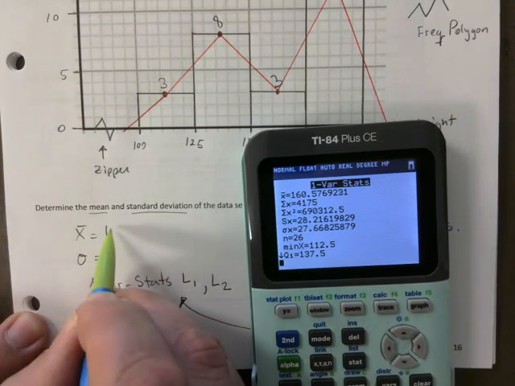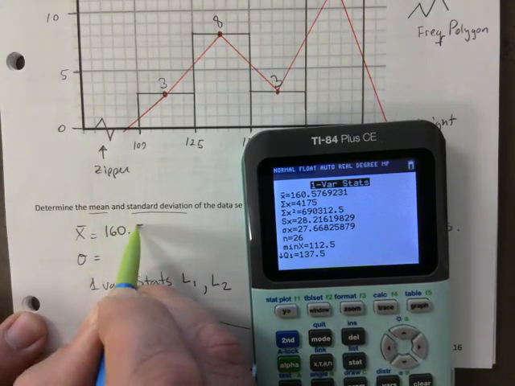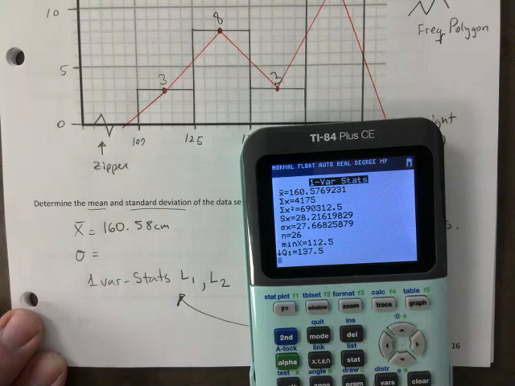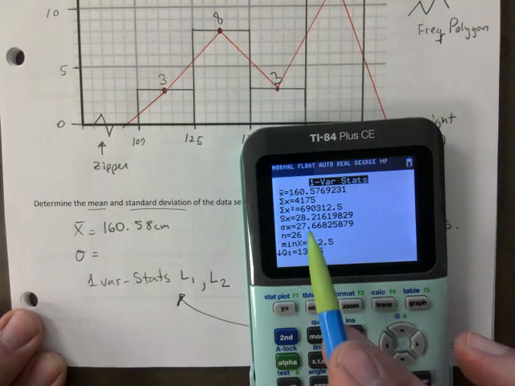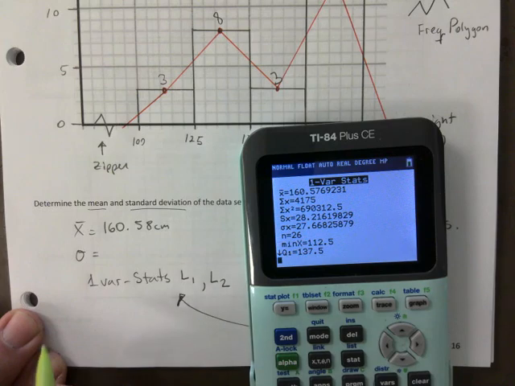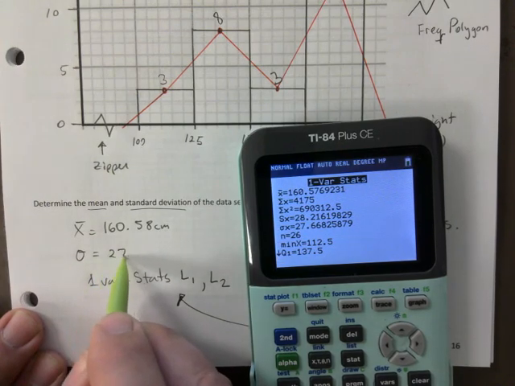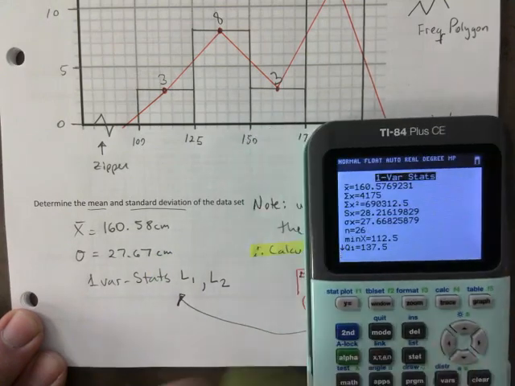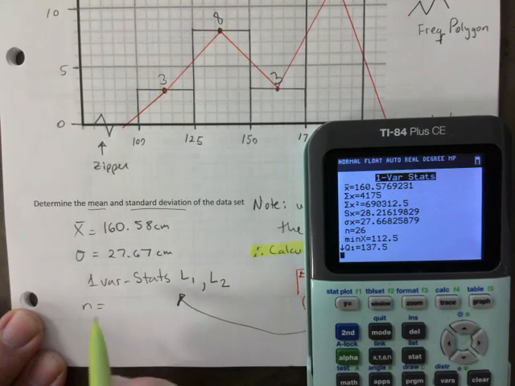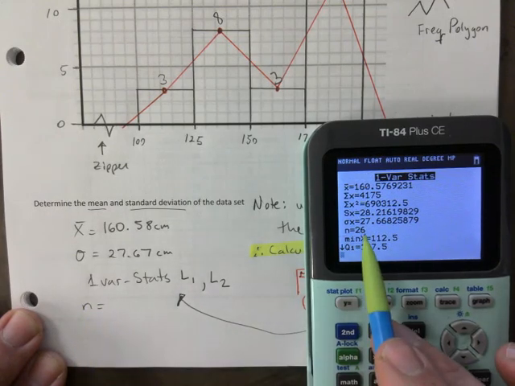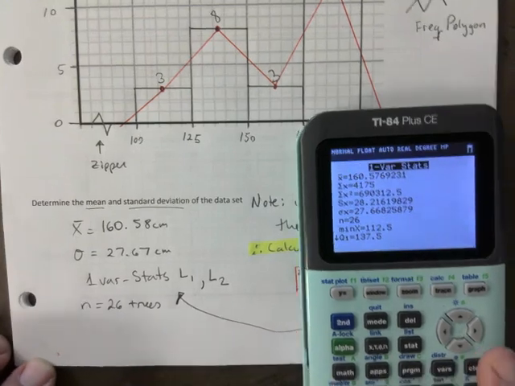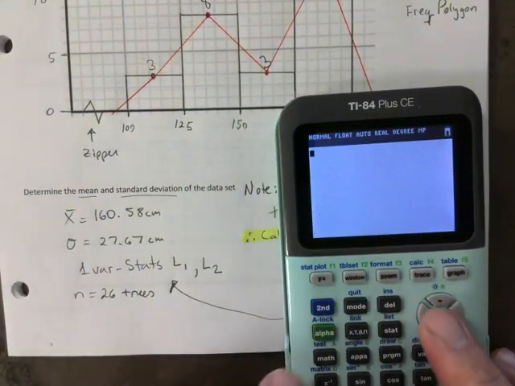So the average height of a tree in this case is that tall, okay? And my standard deviation is 27.67 centimeters. And what does n represent here? You see that n is 26, okay? 26 trees.